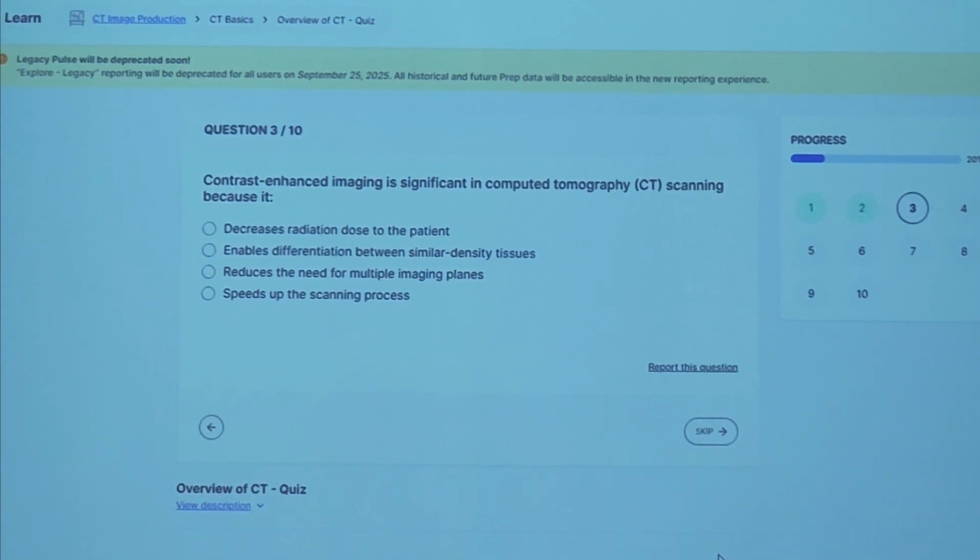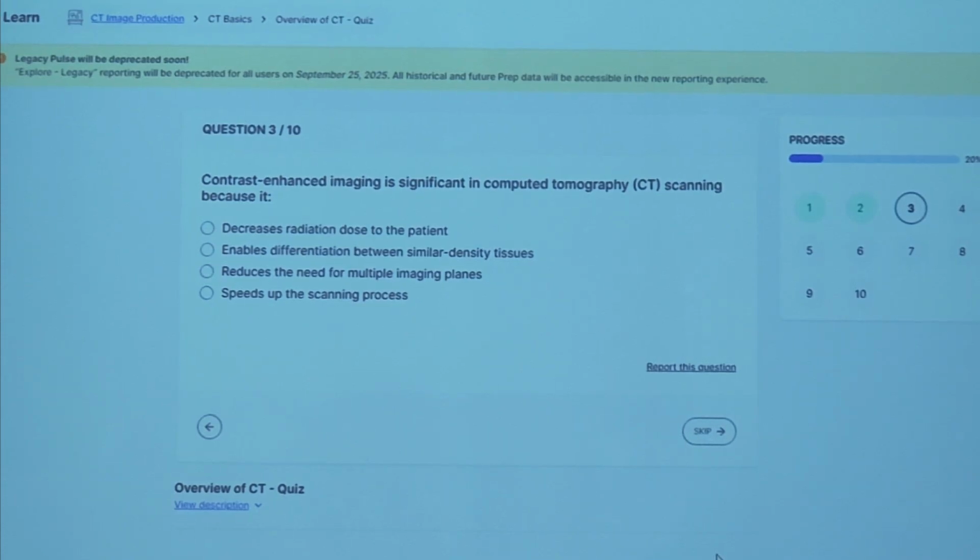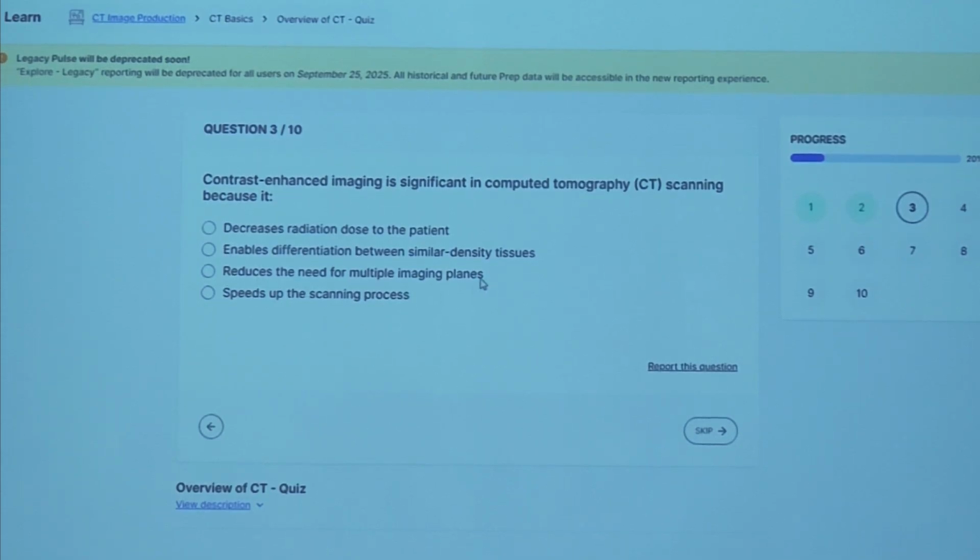Alright, number 3, contrast enhanced imaging is significant in computed tomography scanning because does contrast have anything to do with the radiation dose decreasing? No, and in fact it's going to have the opposite effect. Enables differentiation between similar density tissues. I see heads nodding up and down. Are we good? Reduces the need for multiple imaging planes.